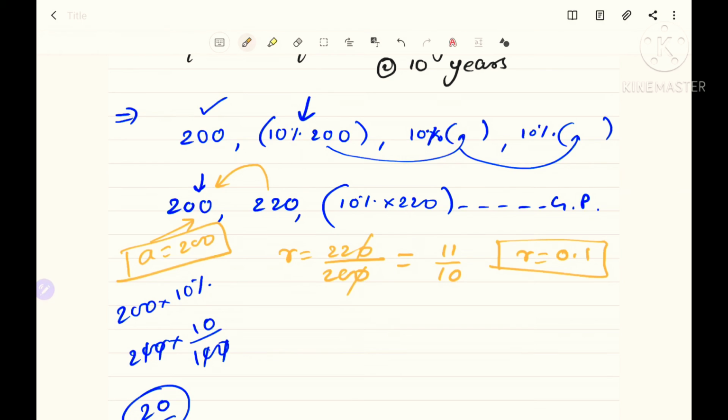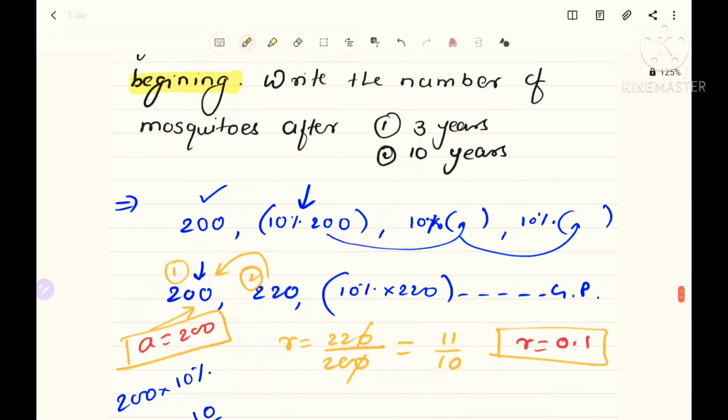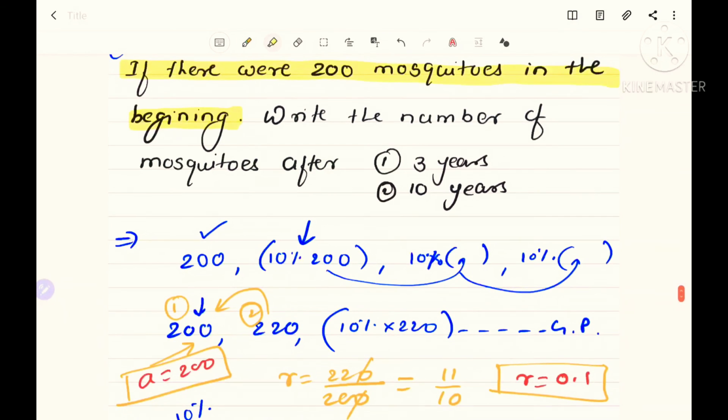So friends, I request every one of you, don't waste your time in doing a lot of calculation, because only these two terms are important in geometric progression. First is A and the second one is R, and by observing just two terms, this is the first term and this is the second term, you can easily find out the value of A and value of R. Once we know A and R, it is very easy to solve any kind of problem from the geometric progression.